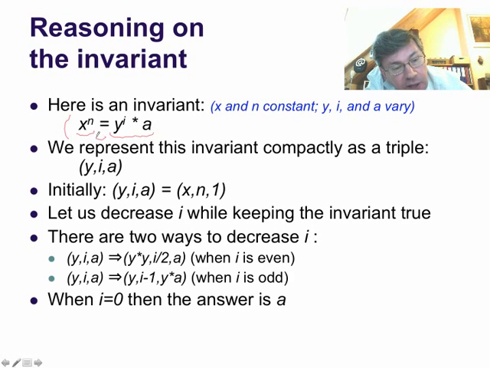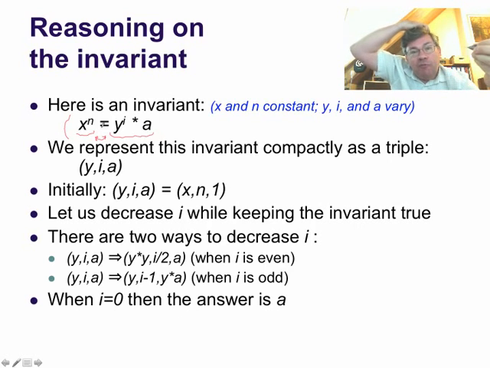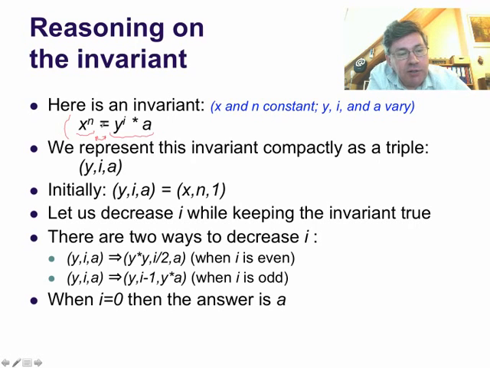So this distinction between part of it as constant and part of it that will vary is inherent to this invariant approach. So to represent this formula, which has 5 variables, we can represent it compactly with y, i, and a, the 3 that can change. Whereas in x to the n, x and n do not change, so we don't have to have them in our notation. So this allows us to write it much more compactly. You have y, i, a, initially x, n, 1, x to the n times 1.